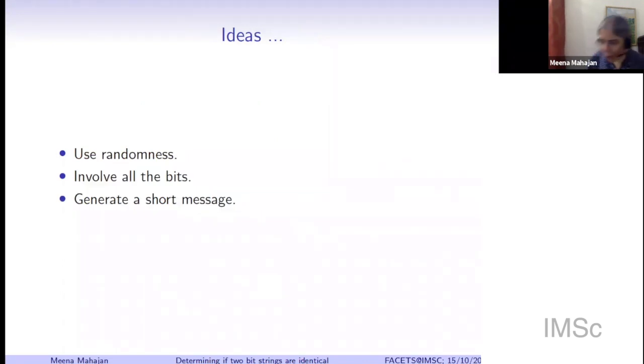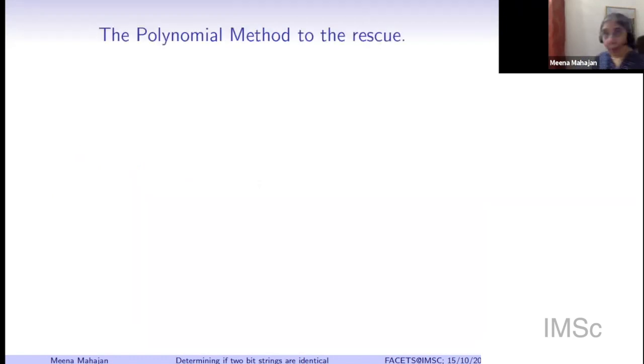So anyway, not all is lost. Basically, what are the ideas that we can take away from these two naive algorithms? One is that we want to use randomness. We are trying to see, is it possible to use randomness to bring down communication while still keeping error under control? The first naive idea told us that we must involve all the bits. If we don't, then we cannot bring down the error. We want to use the randomness and involve all the bits, but we want to generate a short message, compacting all the bits into a smaller message. How are we going to do this? We're going to use what's called a polynomial method.